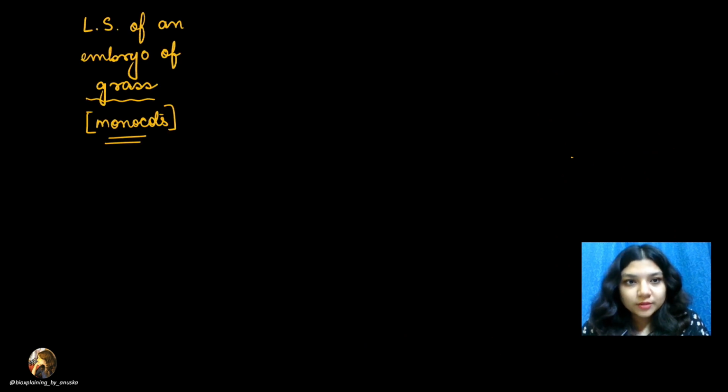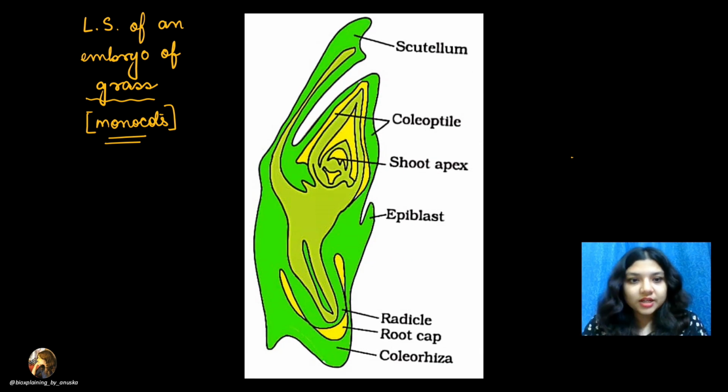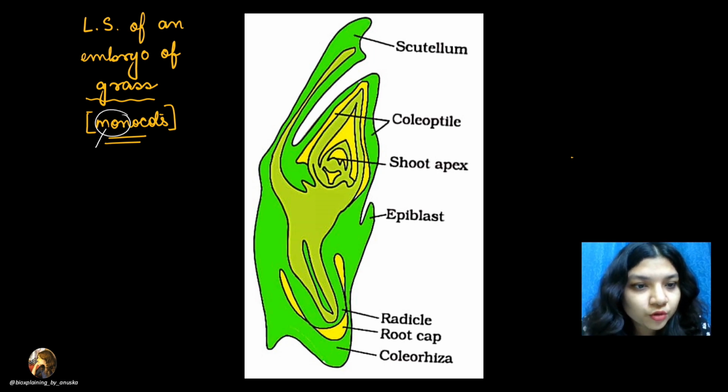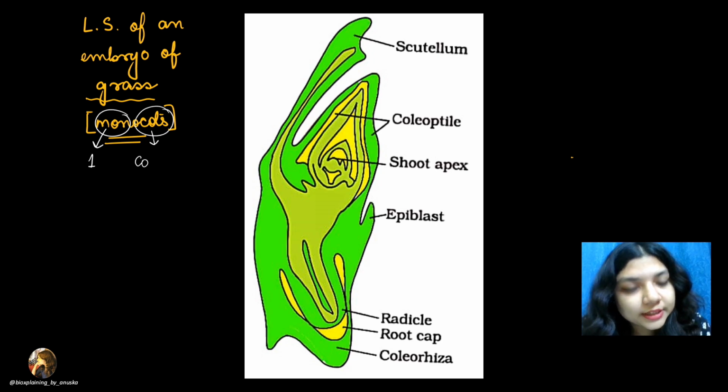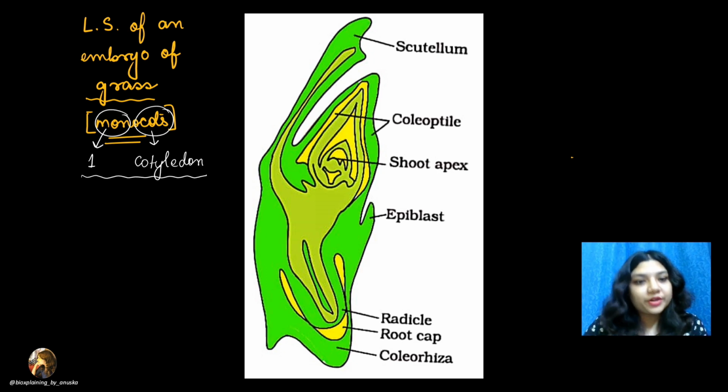Next, let's talk about the structure of a monocot. For example, let's consider grass. So this is the diagram overall. What you know about monocot: this term mono, what does mono mean? Mono means one and cot means cotyledon. That means in case of monocot, we just have one cotyledon present.